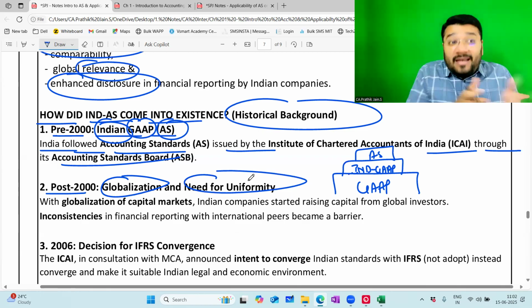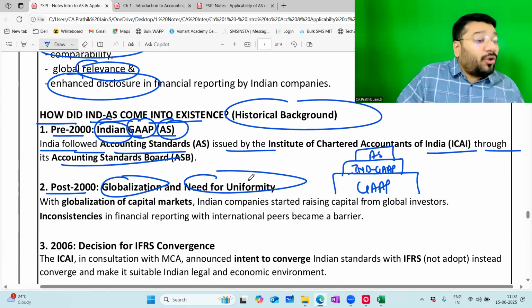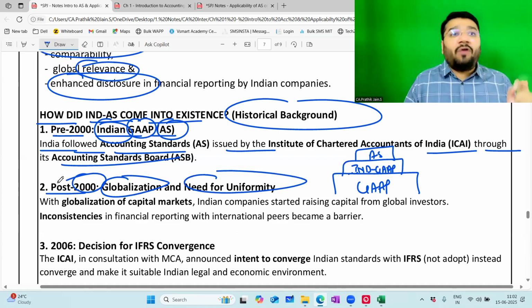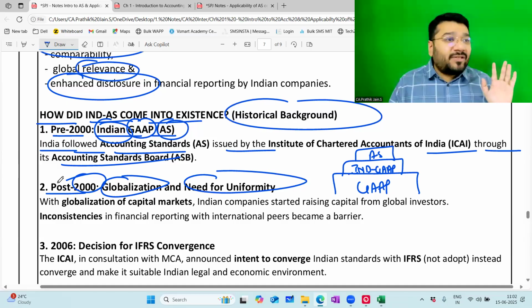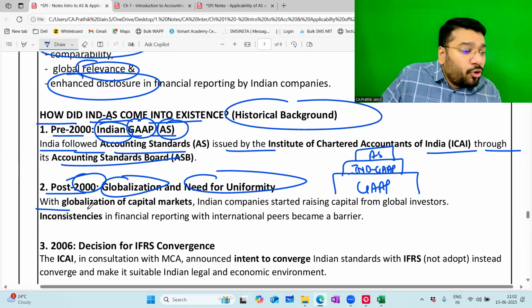Post 2000, in 1991 all this happened, liberalization, privatization, but immediately we didn't realize. For 10 years we tried to deal with international people, but in what language? Accounting standard language. For 10 years we understood that this language is not going to help us. In 2001 we decided that now we have to learn the English language, which means we have to learn IFRS.